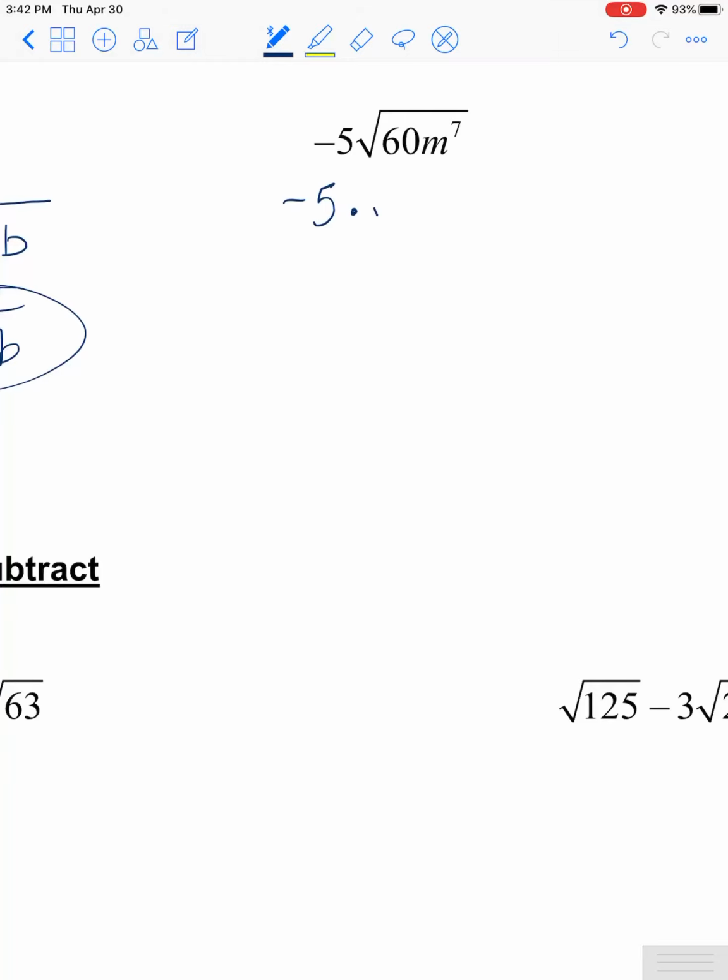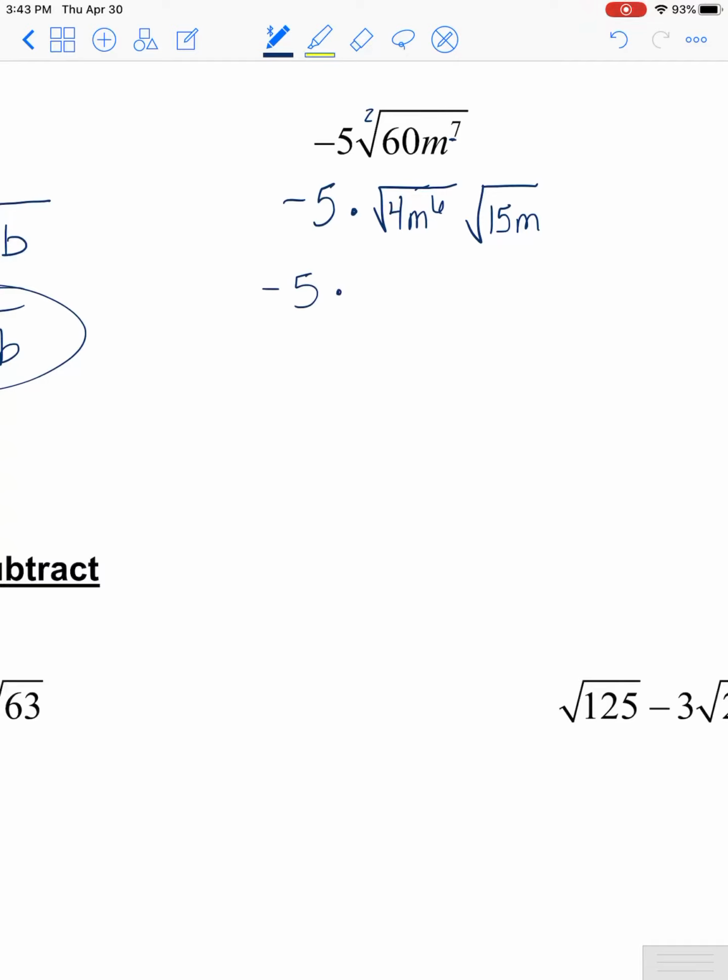If I take a look at this one, I have a -5 in the front. Now the square root of 60, I know I'm going to have to split up because it's not perfect. You can say, okay, what is the largest perfect square? I know I can split this up into 4 and 15. Now the next part is you look at your variable and say, okay, m to the 7th. Can I divide that by 2? No, but I can divide 6 of them by 2, which leaves me with 1 extra one over there.